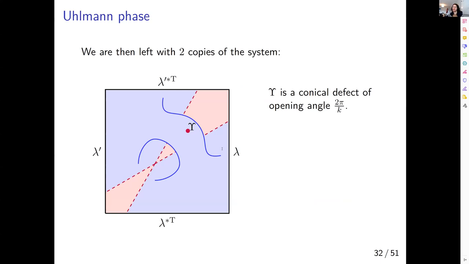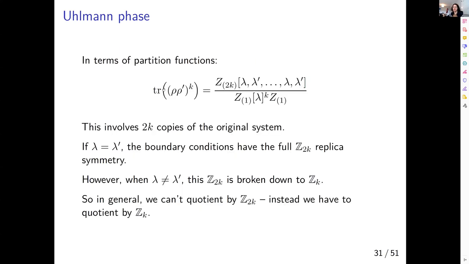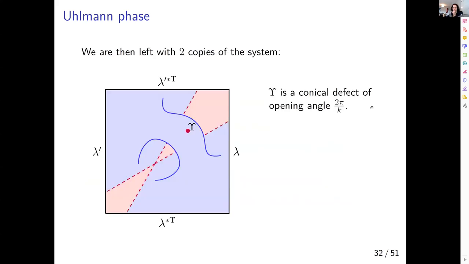And as before, the Z_k symmetry in the full spacetime without doing this quotient will have a fixed codimension 2 surface epsilon. And when we do this quotient, we end up with an epsilon in our quotient manifold, which is a conical defect, this time of opening angle pi over k. So we have 2 copies of the system, but we really want to get 1 copy of the system. So how do we do this?